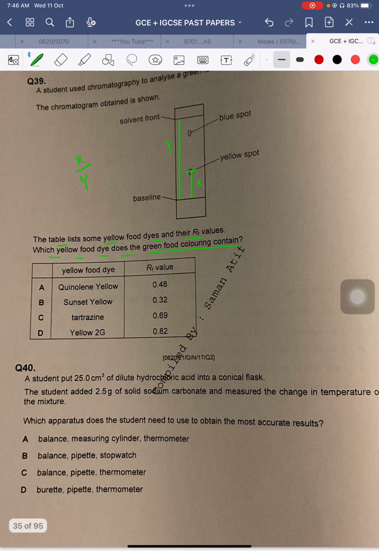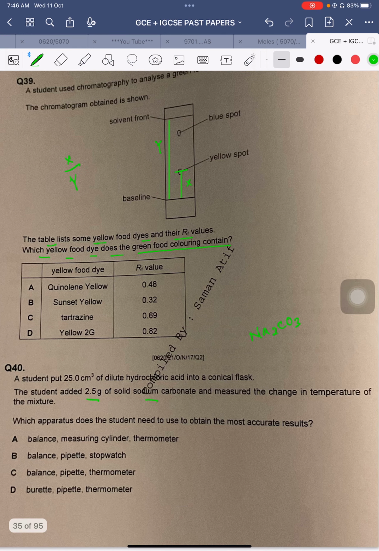Then a student put 25 cm³ of dilute hydrochloric acid into a conical flask. The student added 2.5 grams of sodium carbonate, formula Na2CO3, and measured the change in the temperature of the mixture. Which apparatus does the student need to use to obtain the most accurate results?